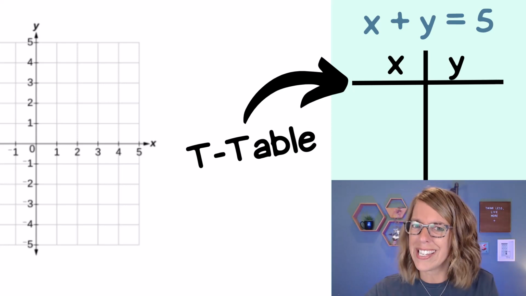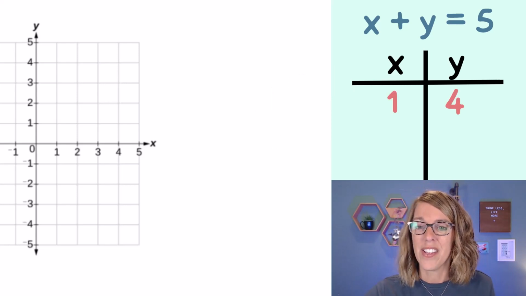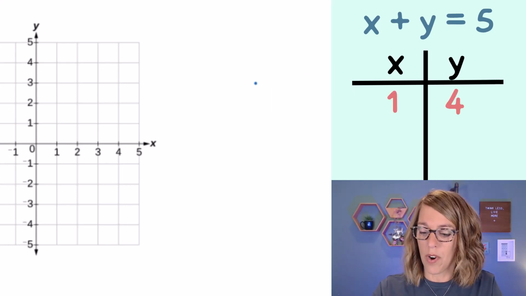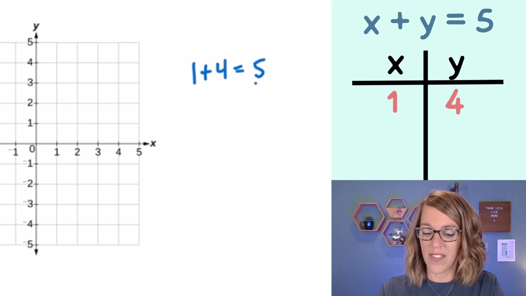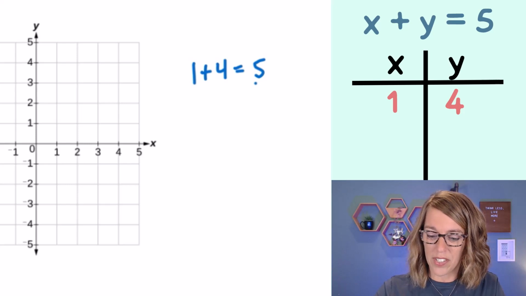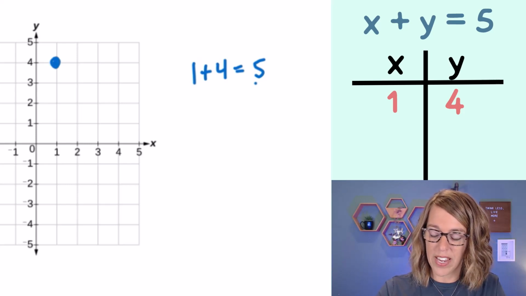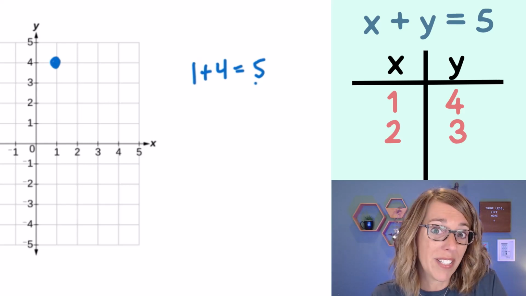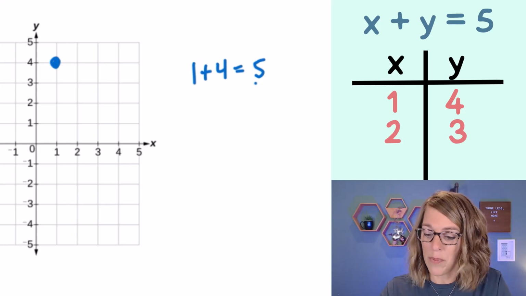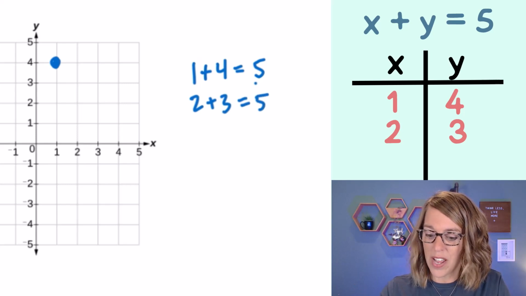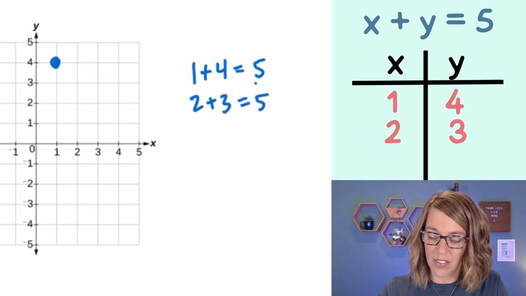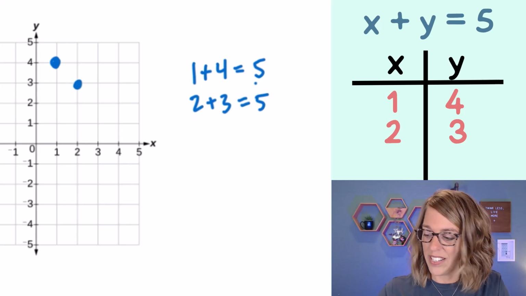Now these are pretty easy to come up with in your head. So we could do 1 and 4, and certainly 1 plus 4 is equal to 5. So I can graph that point. 1 for x and 4 for y gives me the point right here. Another great pair would be, say, 2 and 3. So that would be 2 plus 3 is equal to 5, check. And I can go ahead and graph this. 2 for x, 3 for y puts me right here.